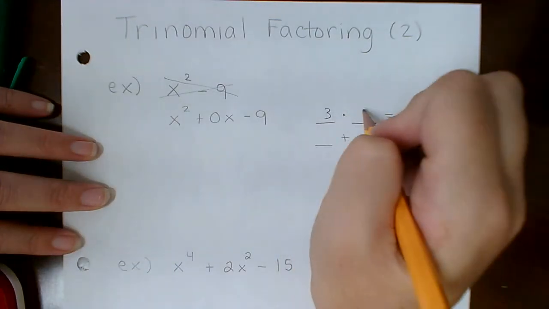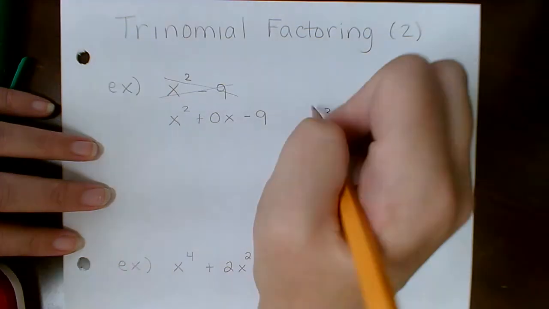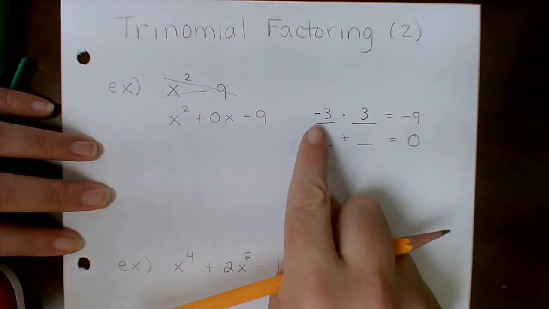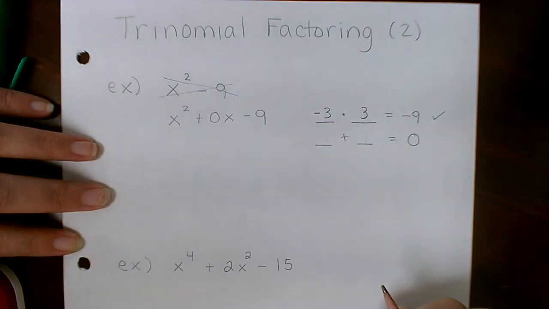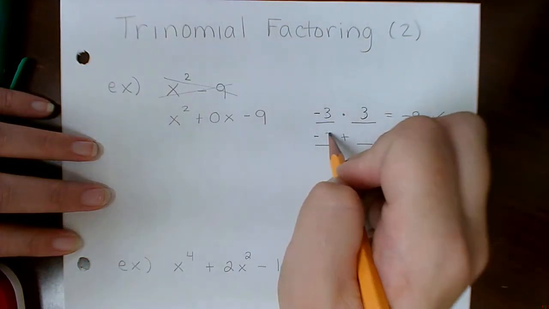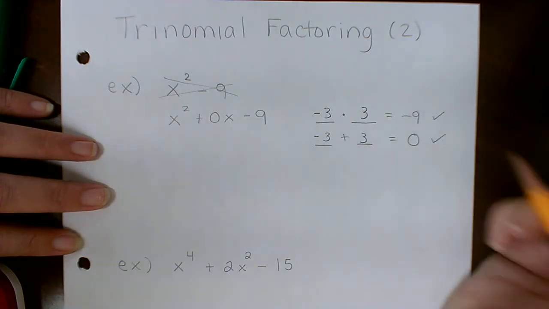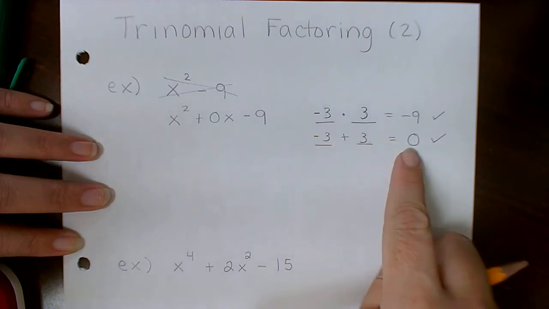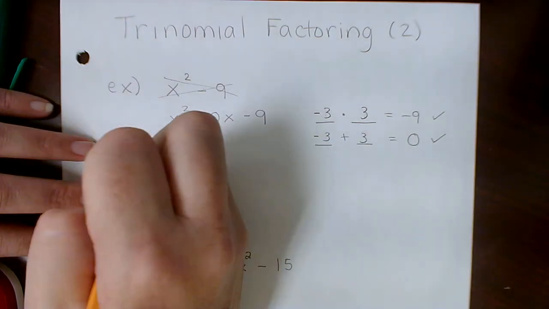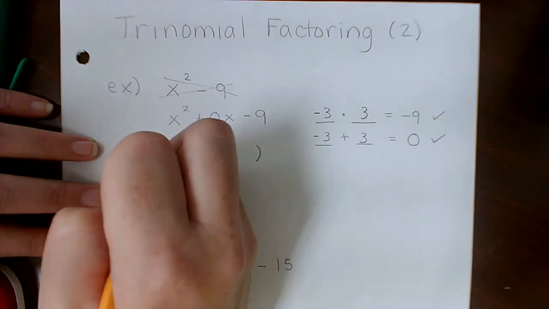3 times 3 could get me 9. Maybe if I make one of the 3's negative. So negative 3 times 3 is in fact negative 9. But I have to check. Does that also work down here? Is negative 3 plus 3 0? Yeah, it is. So I've found my numbers. It multiplies to be negative 9 and they add to be 0. Recall that that's all I really need. The rest of it's just a matter of writing it down.